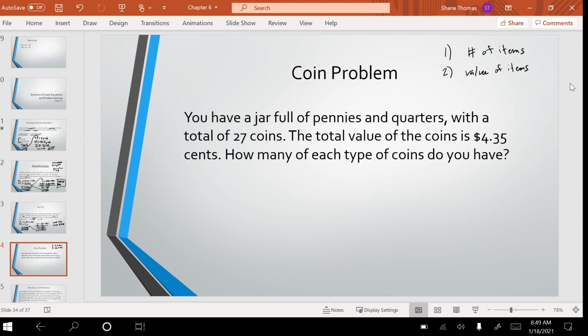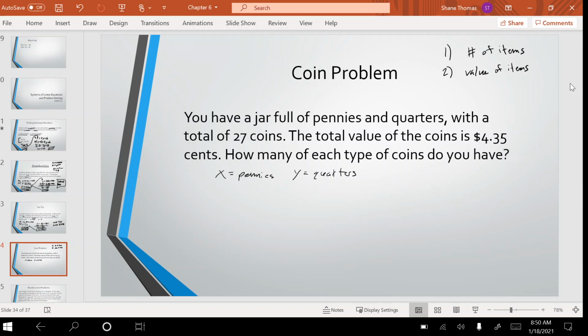All right, so in this problem, you have a jar full of pennies and quarters with a total of 27 coins. Total value of the coins is $4.35. How many of each type of coin do you have? Well, there's two things I'm looking for. I'm looking for pennies and I'm looking for quarters, correct? So let's just say that x is my pennies and y is my quarters. You all right with that?